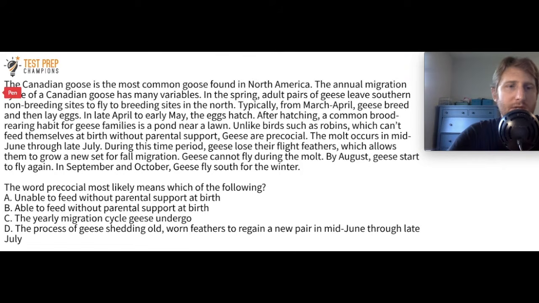Okay, so thank you for sticking with me here. Let's talk about the answer to this. So first, it would probably help us to find the word in the passage here. So right here, it's precocial, I think is how you pronounce that. That's how I've been saying it so far, at least.